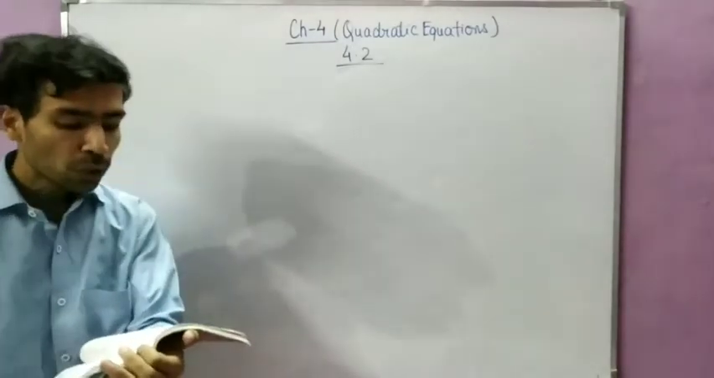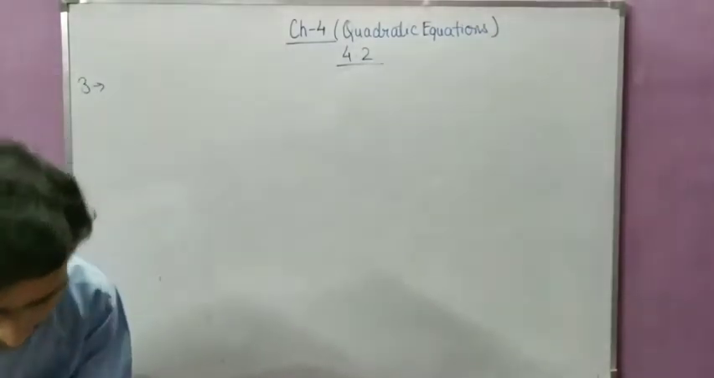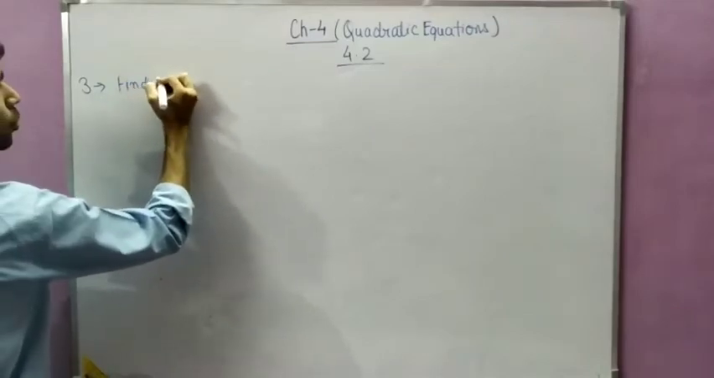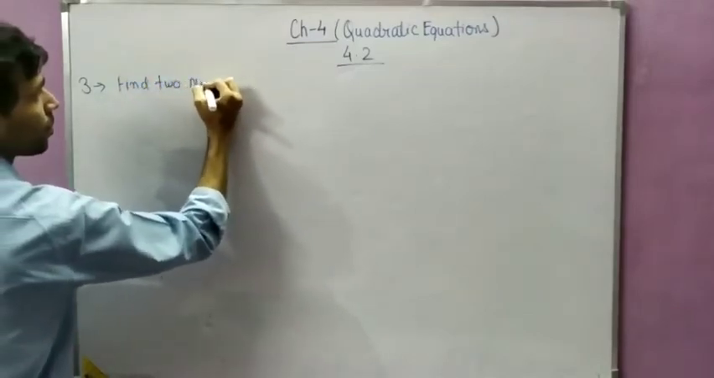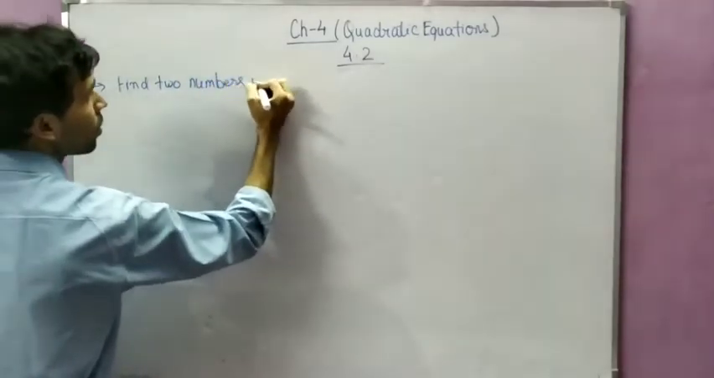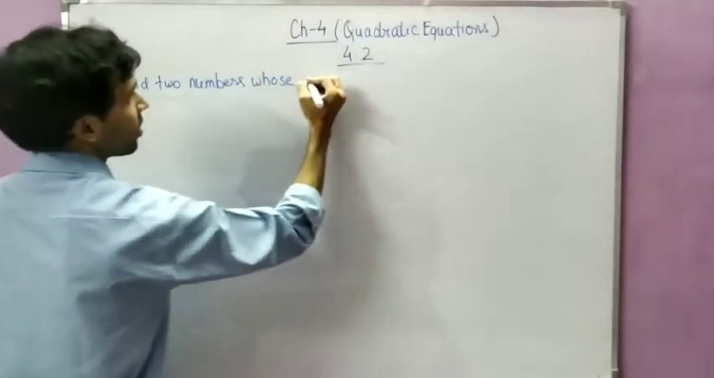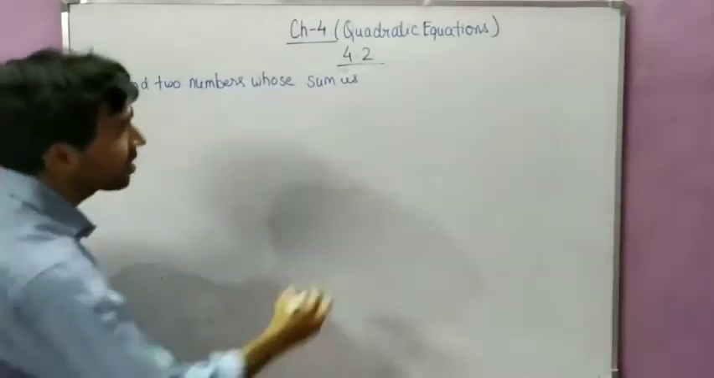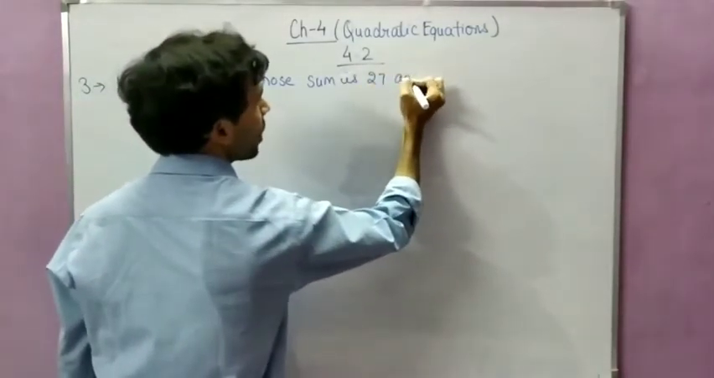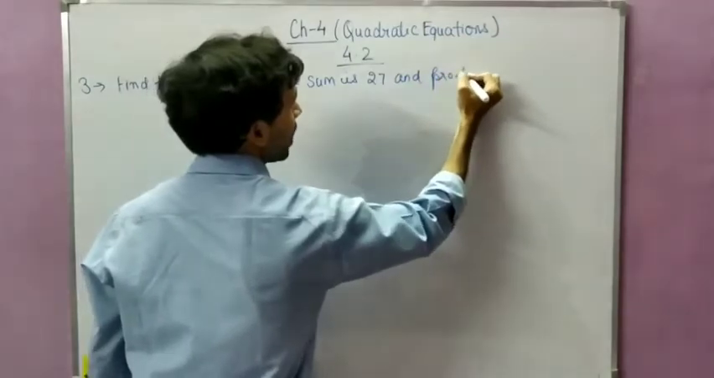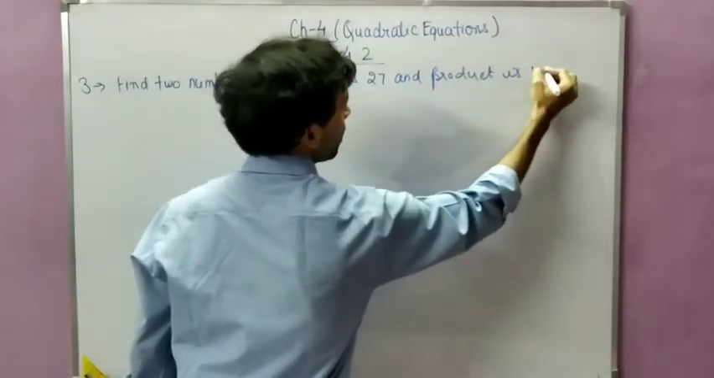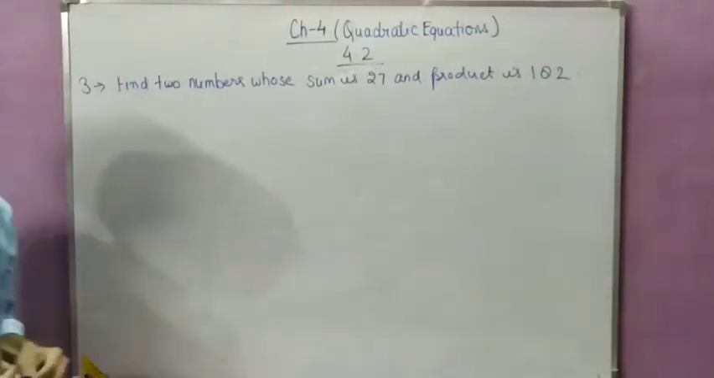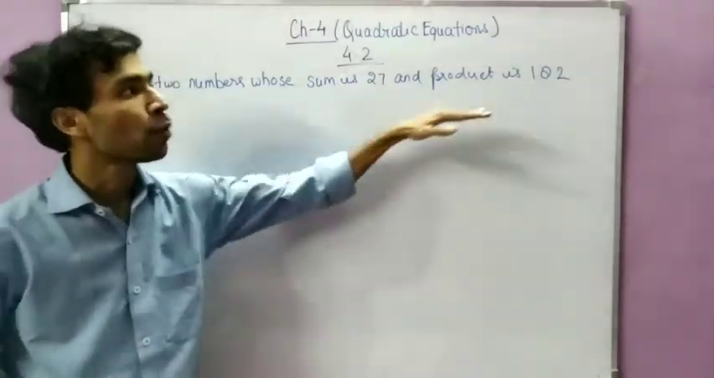Now find two numbers whose sum is 27 and product is 182. Find two numbers whose sum is 27 and product is 182. Okay, this is the question.